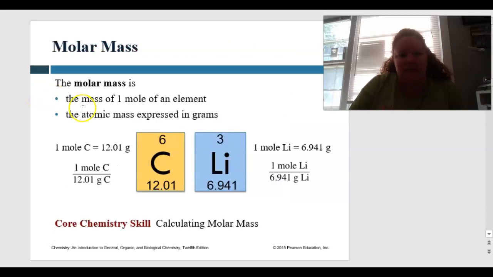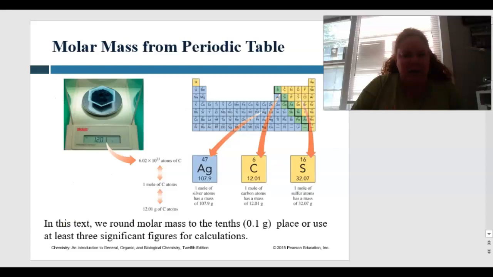The molar mass is the mass of 1 mole of an element, the atomic mass expressed in grams. So 1 mole of carbon would be 12.01 grams, and 1 mole of lithium would be 6.941 grams. We get to practice calculating molar mass, and we know the atomic masses from the periodic table. In this text, they round the molecular mass to the nearest tenth of a gram, or use at least 3 sig figs for the calculations.